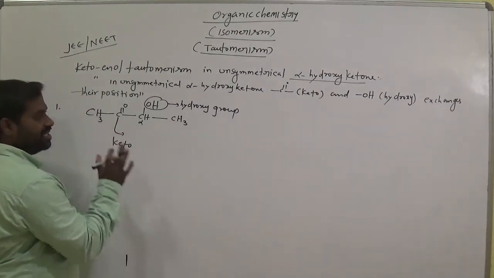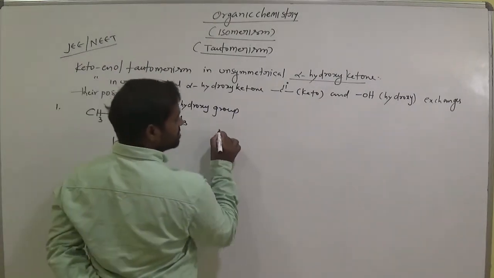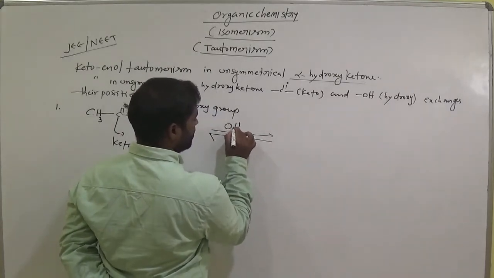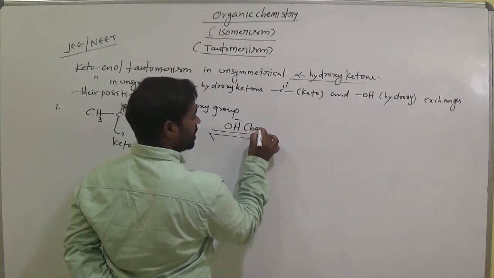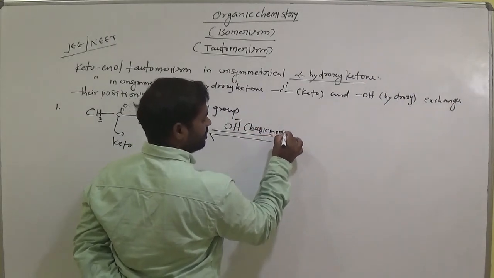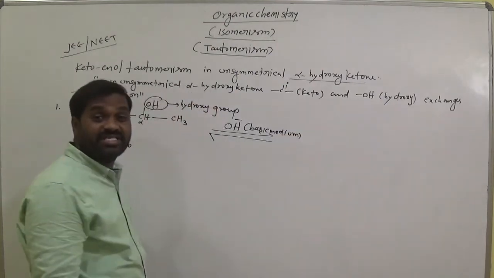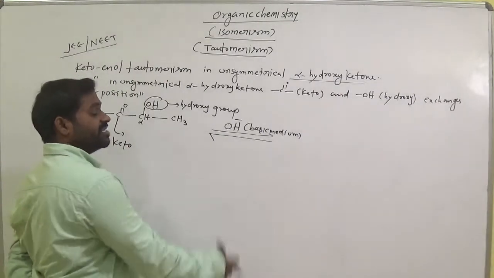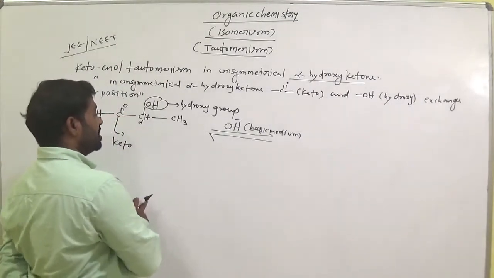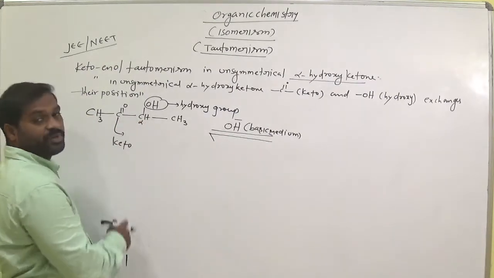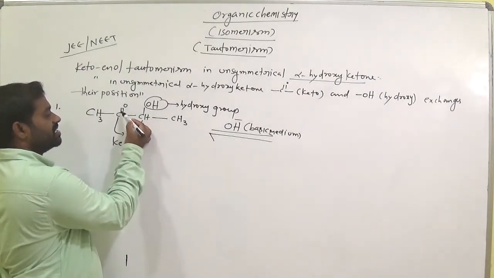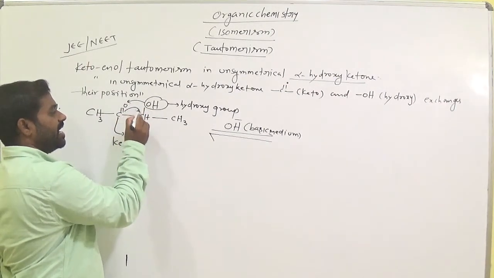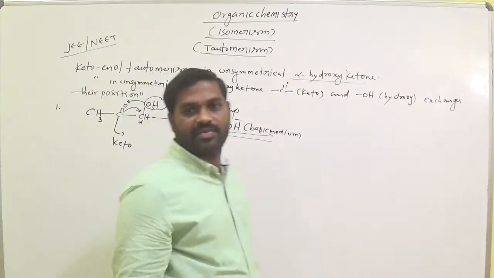Now, in this situation, in presence of basic medium, OH minus means basic medium. You know NaOH, KOH, where OH group is present, then it is called base. So simply we have to write OH minus here. In presence of base, their positions are exchanged. The OH position here, the C double bond O position here, exchange their position. That is the phenomenon. Very important here.